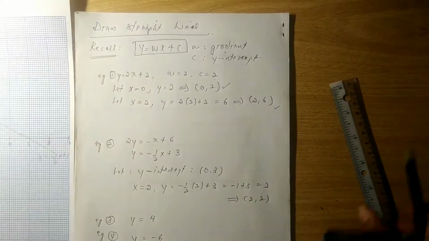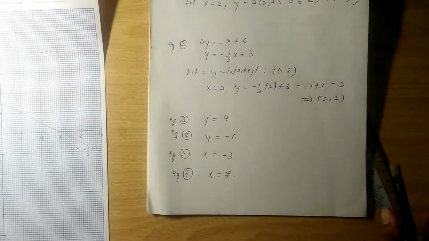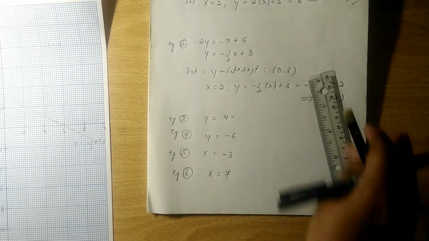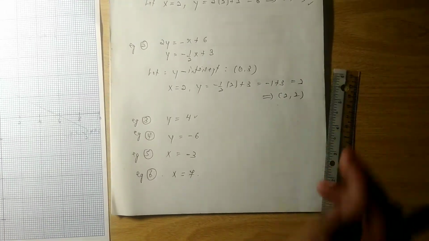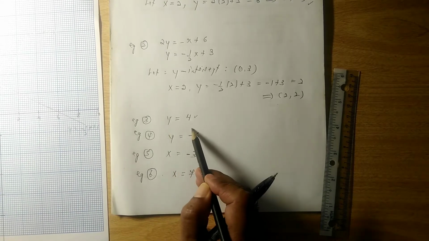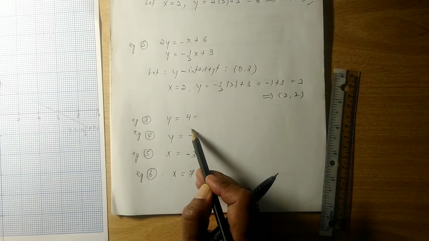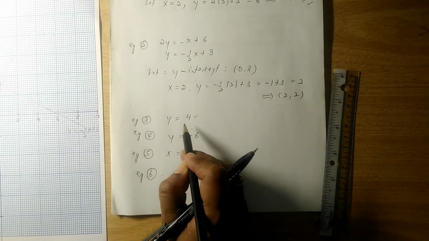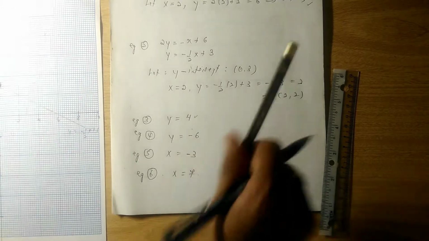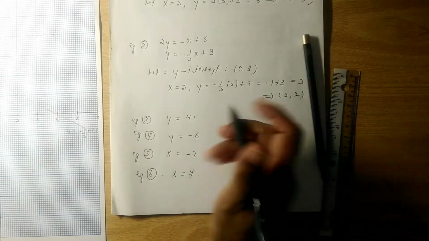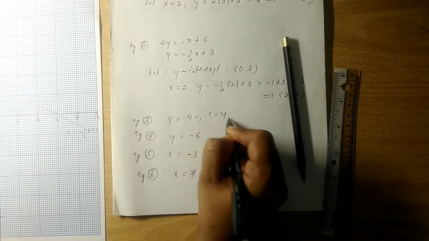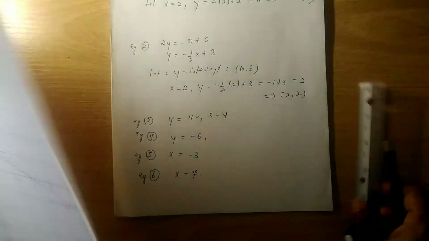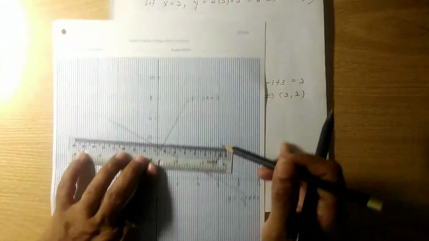So we move on to the next part where we want to draw x equals to 4. When you're looking at x equals to 4, there is no gradient. So all you do is, this is actually my y-intercept. When c is 4, it's here.